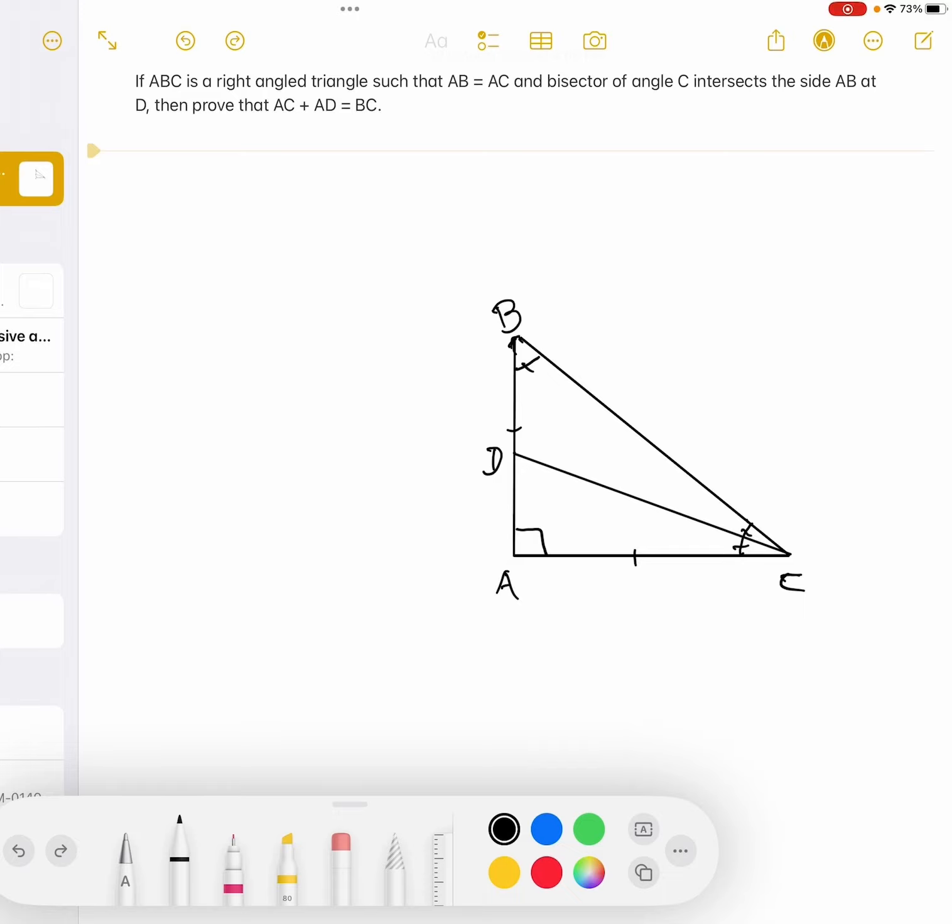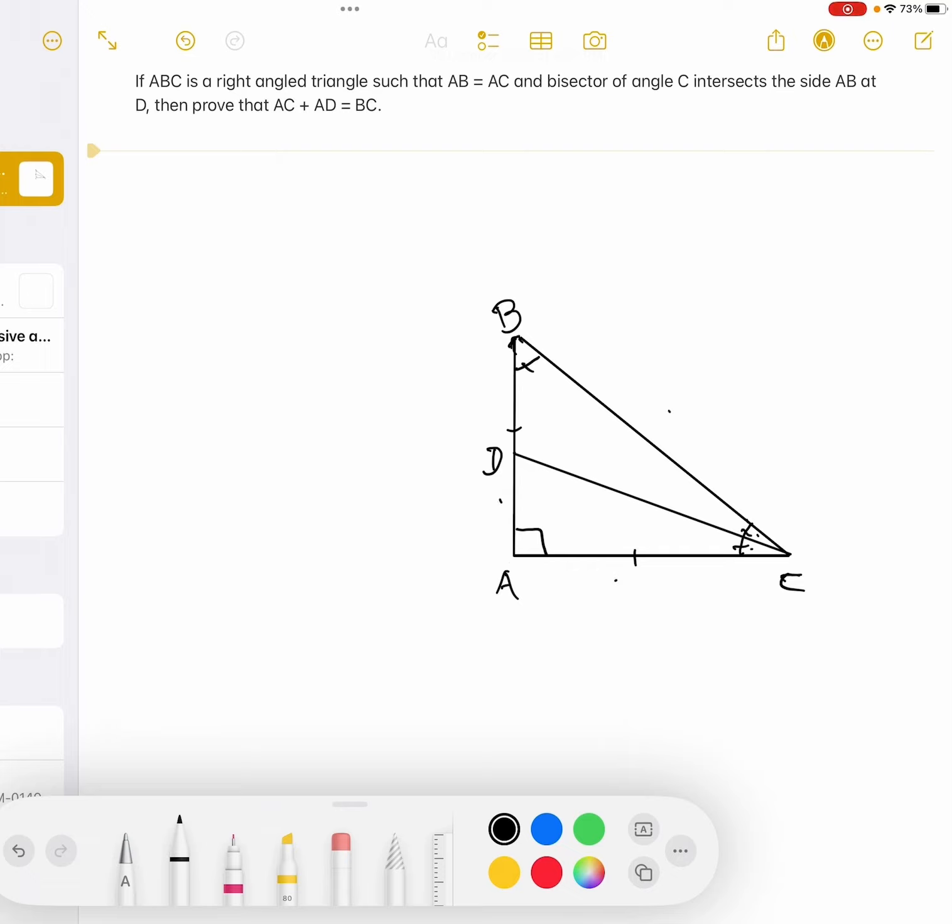So first it's telling there's a bisector of angle C, so this angle and this angle are equal, and basically it intersects side AB at D. Then prove that AC plus AD equals BC. So we have to prove AC, that is a base, this side, plus AD is equal to BC.